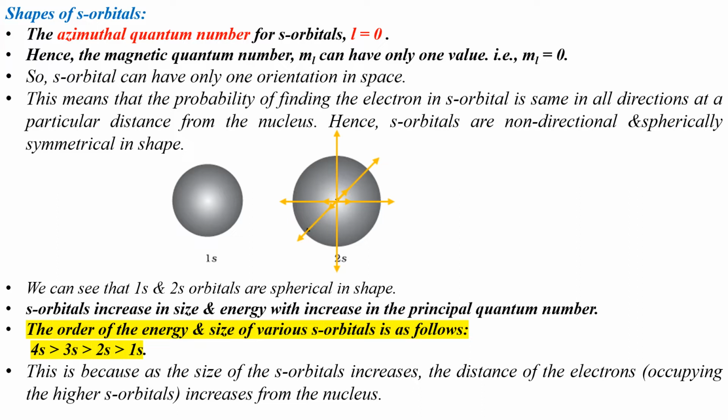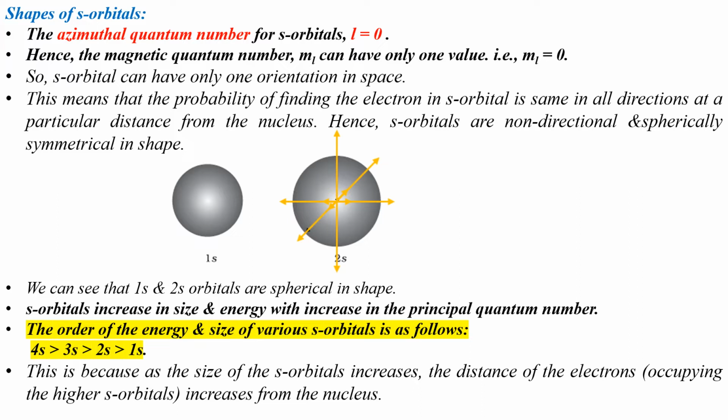Here I have displayed the boundary surface diagrams of 1s and 2s orbitals. You can see that the 2s orbital and 1s orbital are spherical in shape, but the only difference between them here is the 2s orbital is bigger in size than the 1s orbital. S orbitals increase in size with increase in the value of the principal quantum number. Hence, a 4s orbital is bigger in size than a 3s orbital, and this is bigger in size than a 2s orbital, which in turn is bigger in size than a 1s orbital.